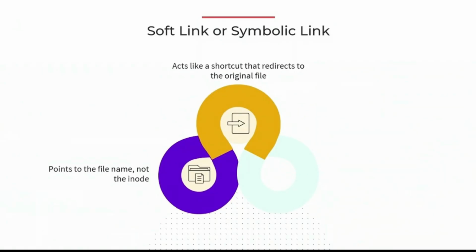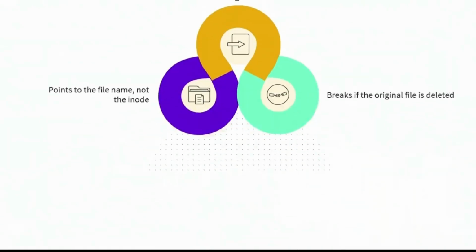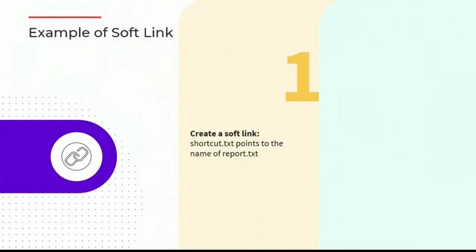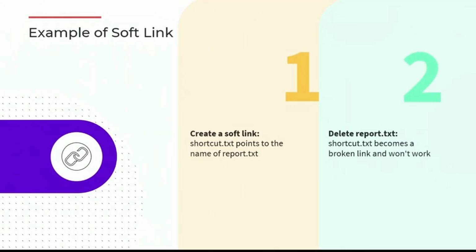When you open a soft link, Linux reads the link and then redirects you to the original file. But here's the catch. If you delete the original file, the soft link breaks. It becomes a dangling link, meaning it points to a file that no longer exists. So, going back to our earlier example, if you create a soft link called shortcut.txt to report.txt and then delete report.txt, shortcut.txt won't work anymore.